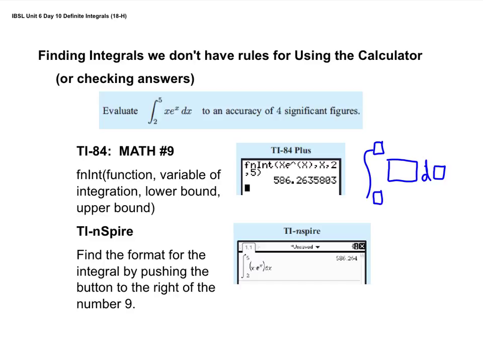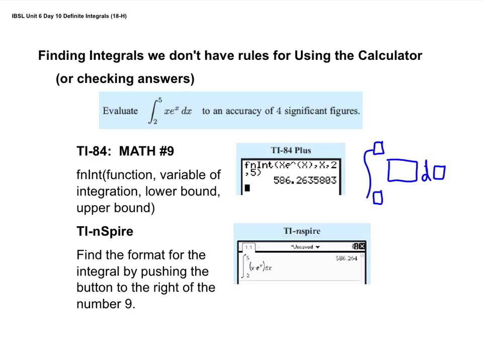Let me show you how to do this on the calculator. Let's take a look at this. We're going to evaluate the integral from 2 to 5 of x times e to the x dx. This is a function that you can't do by u substitution. In AP Calc, we would use a trapezoid method or some other kind of approximation method to get it. But you can see the notation on the screen.